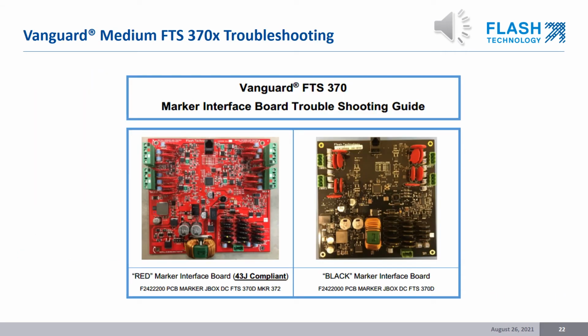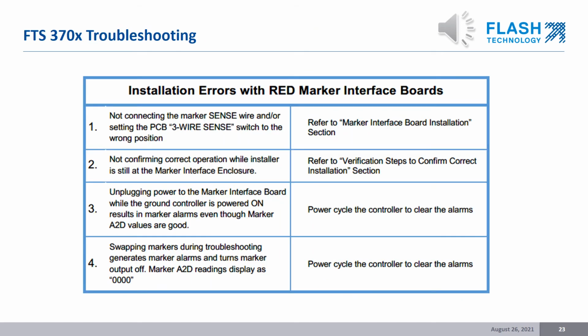The Marker Interface Board Troubleshooting Guide. For troubleshooting issues, please keep the following in mind. A few things to consider if errors occur while the installation process has gone underway. Number 1. By not connecting the sense wire or the sense switch being put in the wrong position.